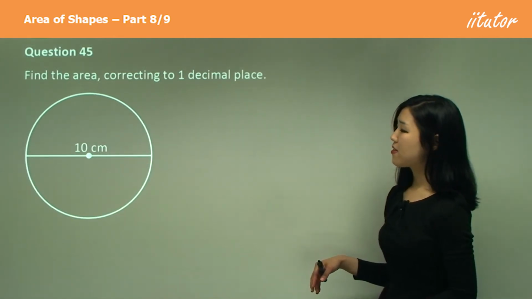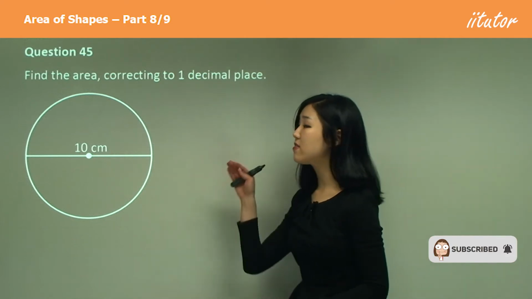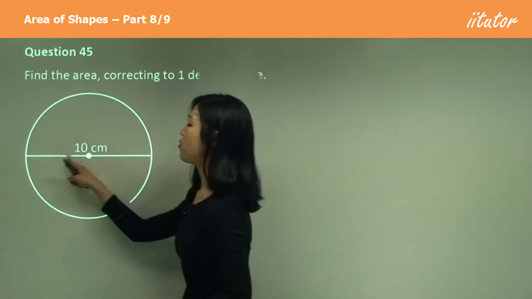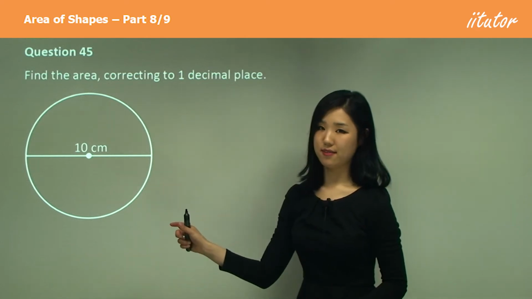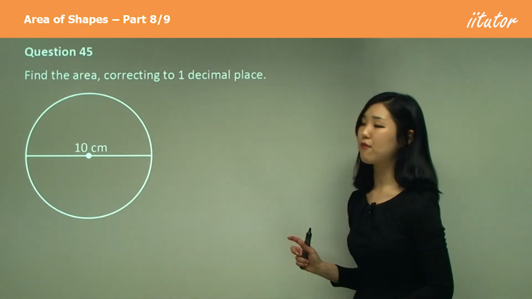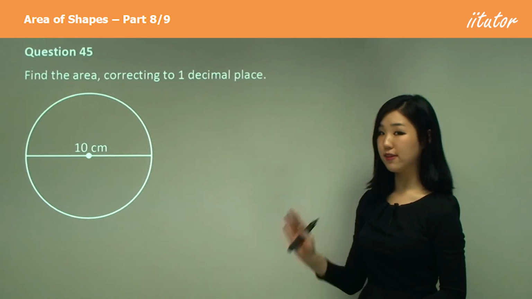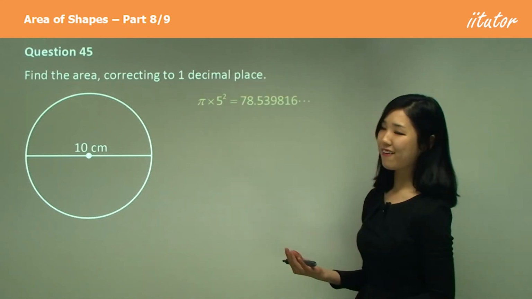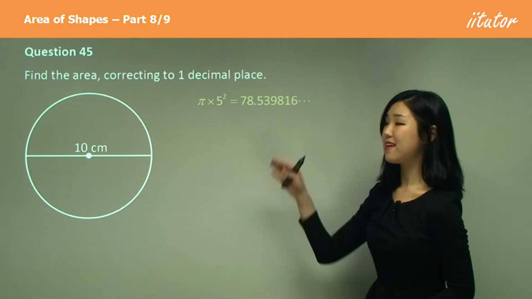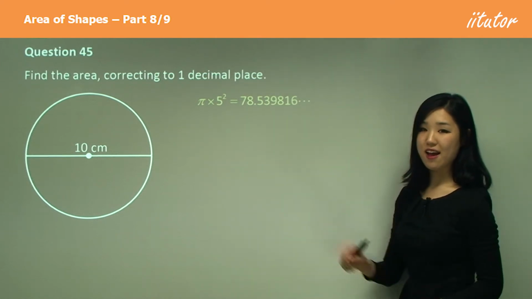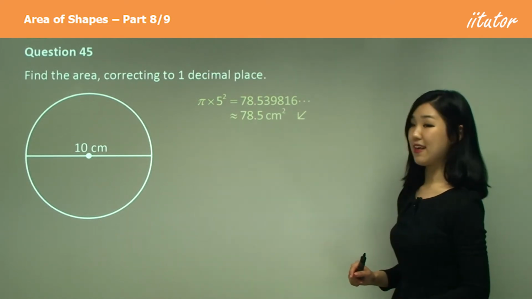Okay, this time, the same kind of question, but we don't have the radius. We're given the diameter. See how this full length is 10 centimeters? So what would be the radius? Radius is always half of the diameter, so the radius is 5. We're going to be using 5, okay, not 10. Make sure you don't use 10. Area is pi r squared, so pi times 5 squared. Try to put that in your calculator, guys, and check if you get this, okay? And to 1 decimal place, that should be your answer.